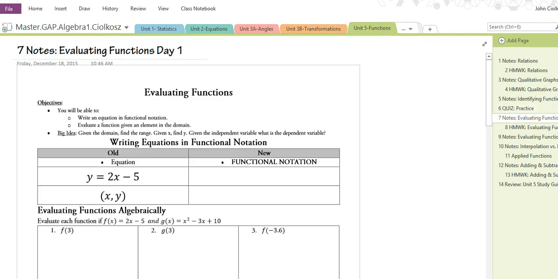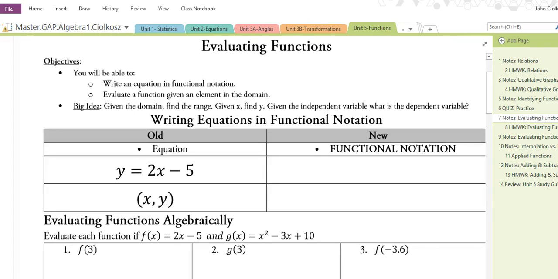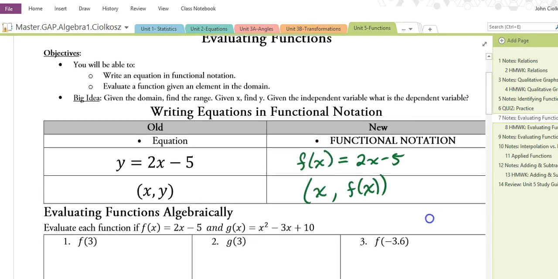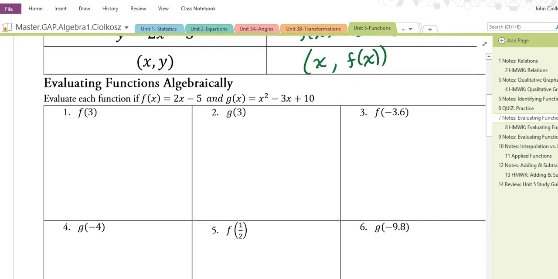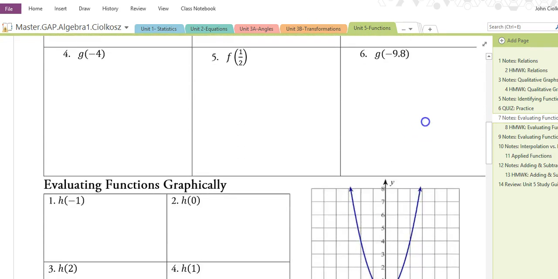Alright, so, functional notation. Instead of this, now it's this. So basically, instead of y, we write f of x. That's the key idea, functional notation. So that's what we're going to see here in this unit. So, basically, wherever you see y, instead we're going to write this nice term here, f parentheses x parentheses. Okay, what we're going to do now is knock out a few of these together.